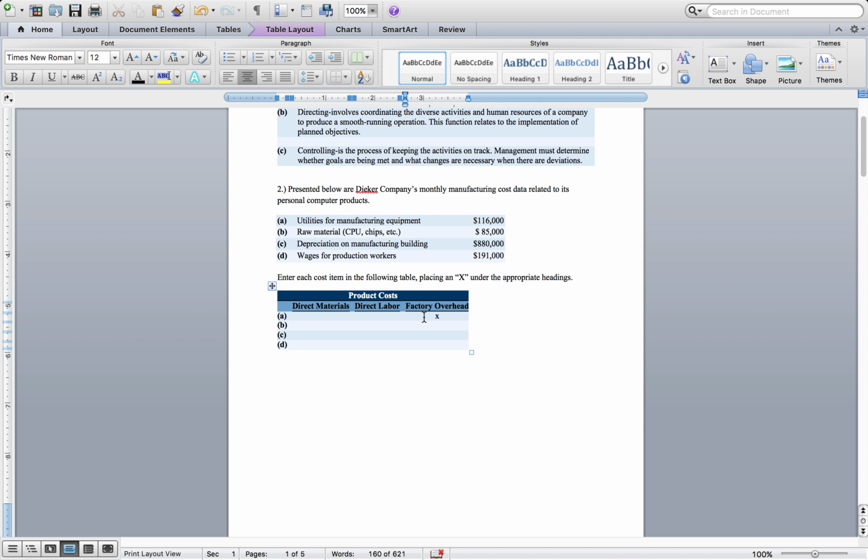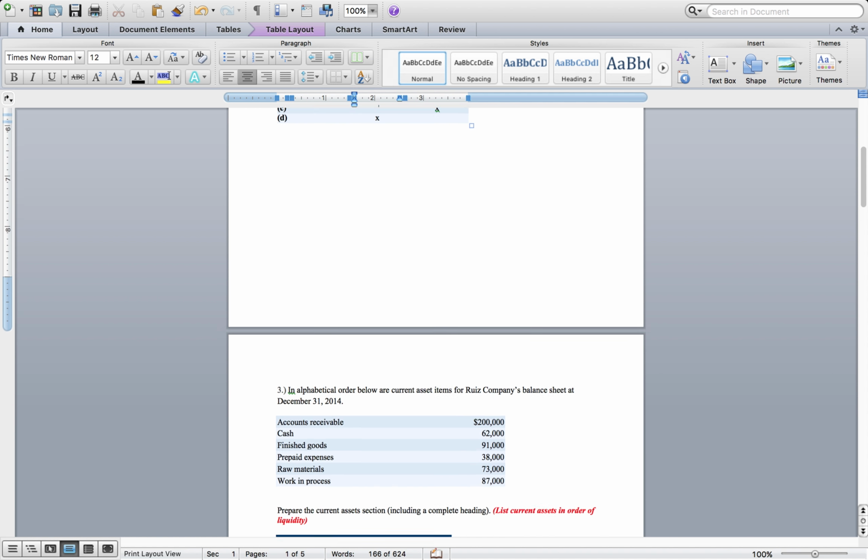Utilities for each thing. Next it says the raw materials. That's direct material, because we can directly trace exactly how many chips and how many CPUs we used. Depreciation on the manufacturing building, again, factory overhead. You can't really trace that to each product. And the wages of production workers, that's direct labor because these are people who are actually making the product. They're actually assembling it. You can directly trace their time and cost to each product.